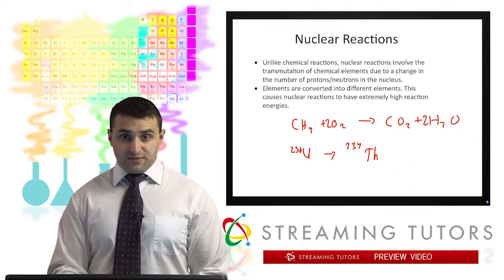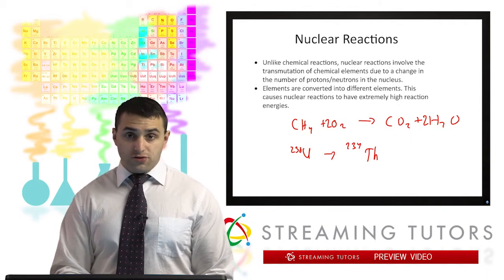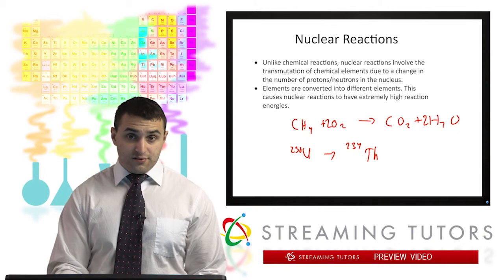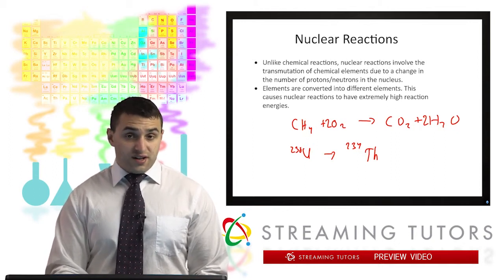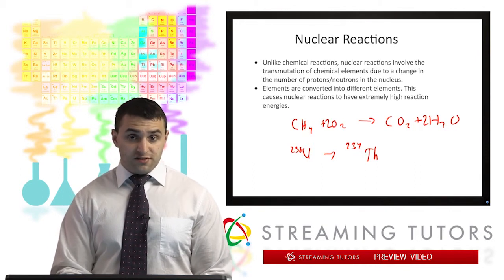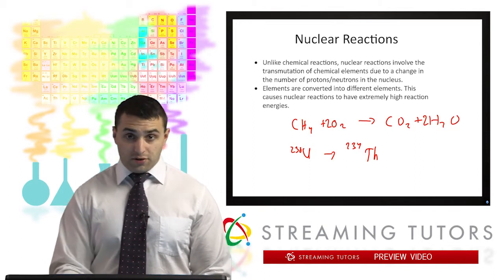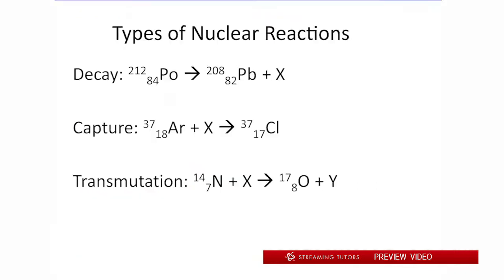And the reason for that is because of the decay of protons and neutrons, this changing of the number of protons and neutrons within the nucleus of each species. Since we're transmuting elements, changing them into different things by changing their nucleus, nuclear reactions have extremely high energy compared to normal chemical reactions, as we'll see later in the video. For now, let's look at the different kinds of nuclear reactions.